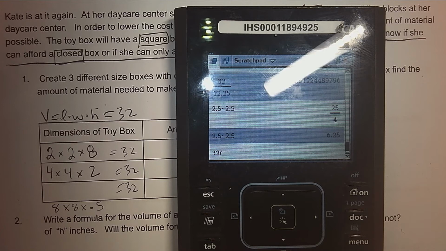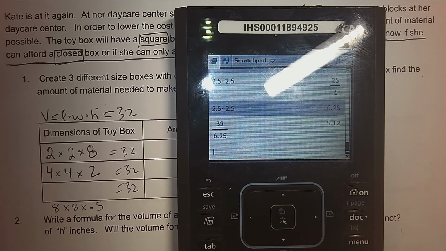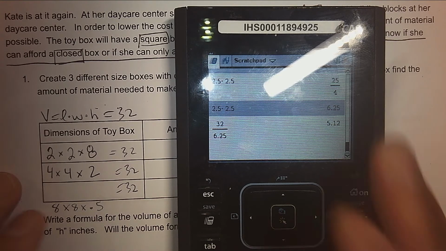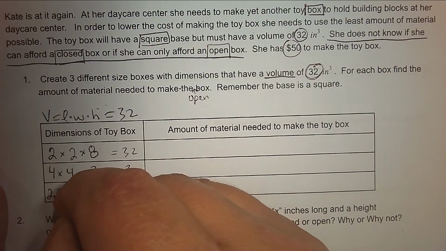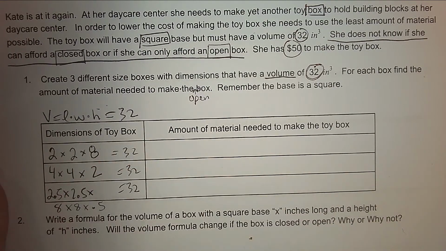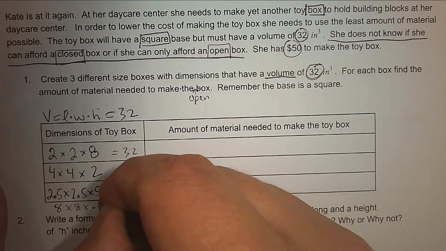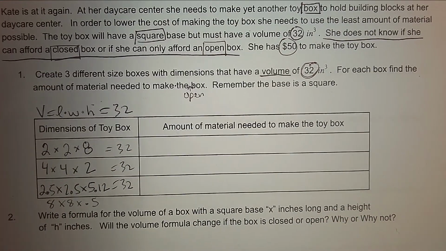So is there an infinite number of possibilities you could pick for the dimensions? Let's just say I meet the challenge: 2.5 times 2.5 times 5.12. What I want to tell you is that it doesn't have to be a whole number. Yes?